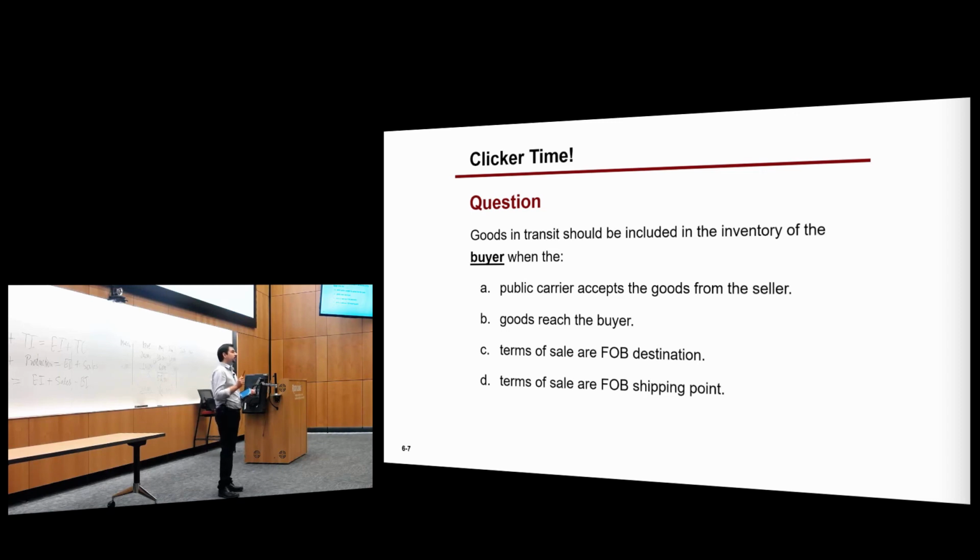However, you will have to participate. So you will have to, again, remember the first couple of days we did? Raise your hand whichever you believe it's A, B, C, or D. So, goods in transit should be included in the inventory of the buyer when the public carrier accepts the goods from the seller, goods reach the buyer, terms of sale are FOB destination, terms of sale are FOB shipping point. Take 10 seconds to think about it and then we'll vote for it.